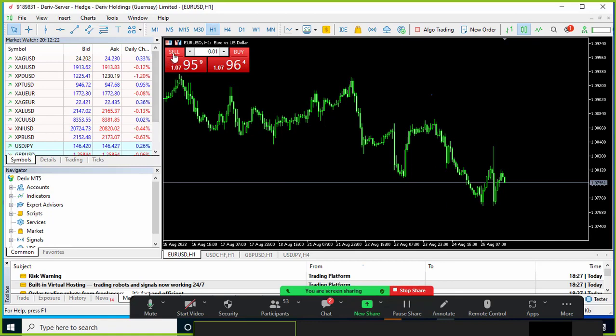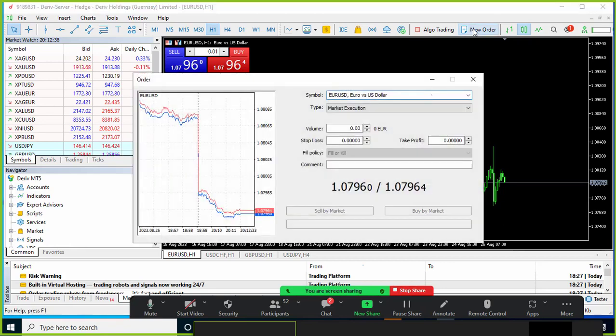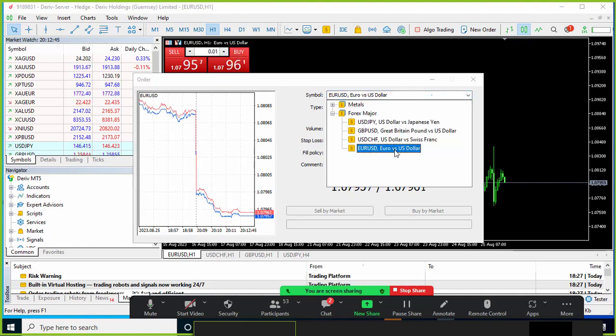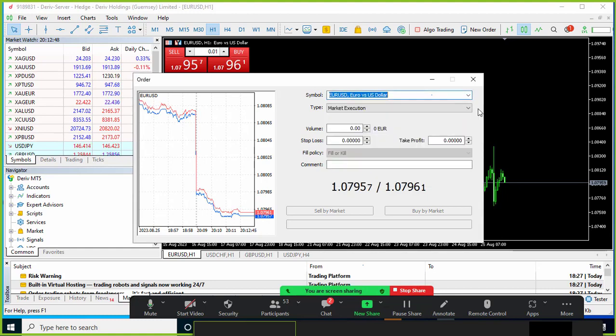I can do that by clicking this sell button or buy button, but the right way to do it is to go to New Order. So you see New Order right here, you click on New Order. When you click on New Order, the currency you have to choose will appear. So you choose from the currency pairs, which I've already chosen, EURUSD in this case. I'll talk about this market execution tomorrow. I'll choose market execution. Market execution means that I want the trade to execute instantly.